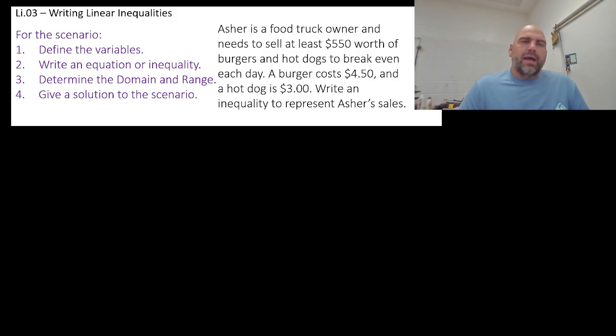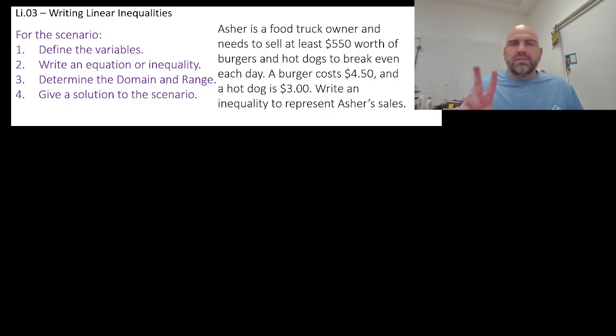All right. Now, I have a list of things to do for this scenario here. Number one, we need to define the variables. Number two, we need to write an equation or inequality, in this case, inequality, for the context. And number three, we need to determine the domain and range of the scenario. Okay. And then we can also give a solution to the scenario. In my case, I'm going to give you a graph of the solution to give you what it looks like. So let's start by defining our variables.